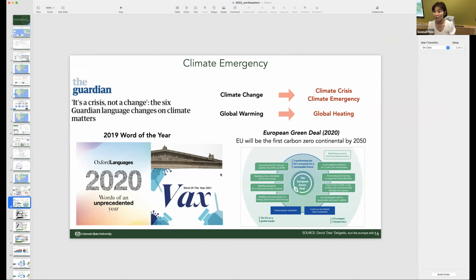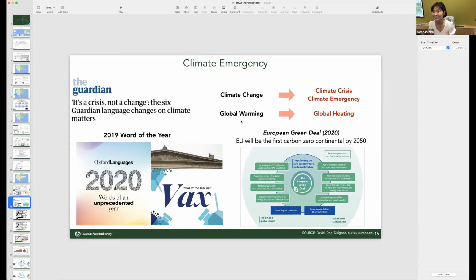Climate change is really important, right? A lot of people talk about climate change. A few years ago, the Guardian said six terms have to be changed on climate matters. So for example, climate change and global warming. The thing is, warming is not a bad word, and the same goes for change. Some change is sometimes good, right?